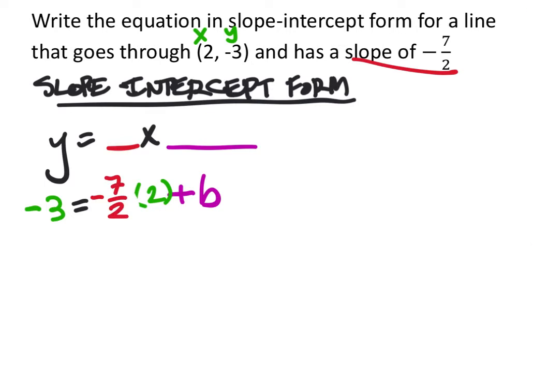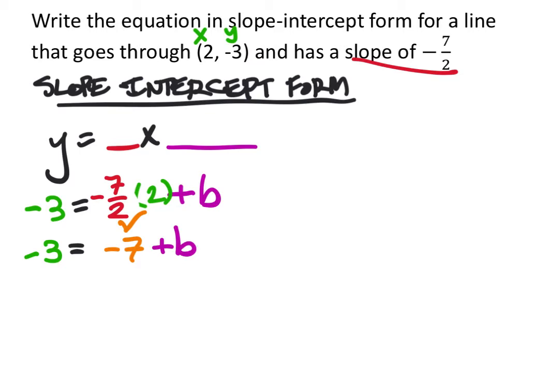And then this becomes an equation that we're solving for b. So put this in the calculator, -7/2. Use the n over d button. Times 2. We get -7 out of that. So after simplifying that, we get -3 equals -7 plus b.